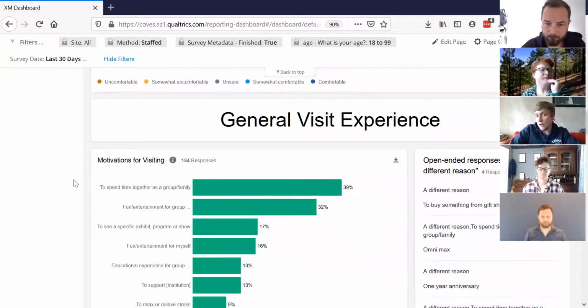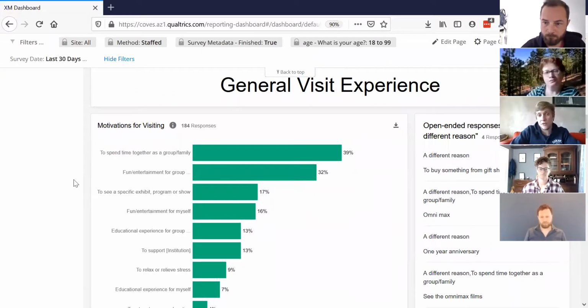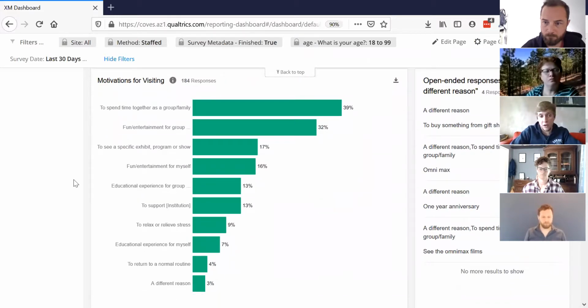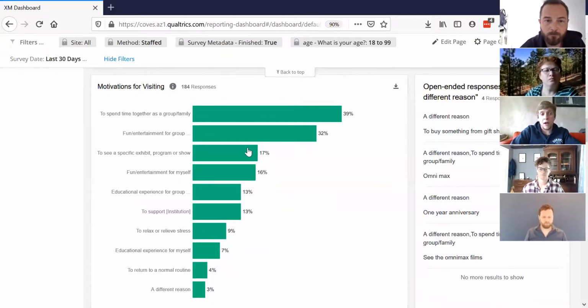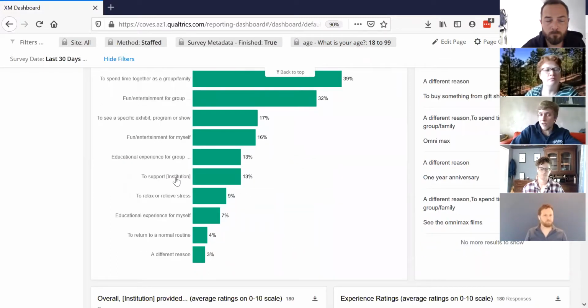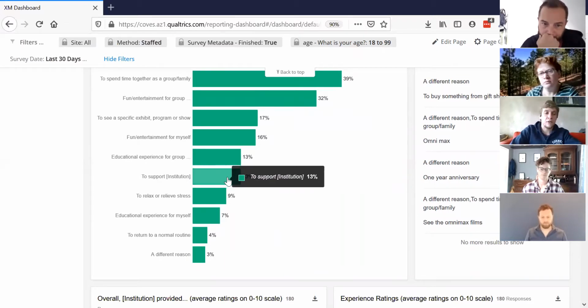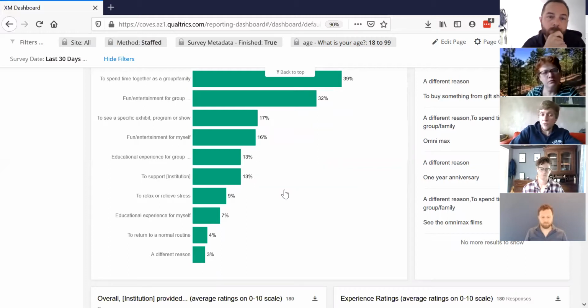And then a lot of the rest of it is a little bit more familiar COVES questions, the motivations for visiting. Although, if you recall, we do have some new COVID categories, right? And yet at the same time, to spend time together as a group or family is still rising to the top, as it has historically been, in at least the top two, but usually the number one motivation for our visitors. The highest I see here to support the institution, whether that's OMSI or Science World or the Museum of Science, that one is higher among the new reasons we've added.